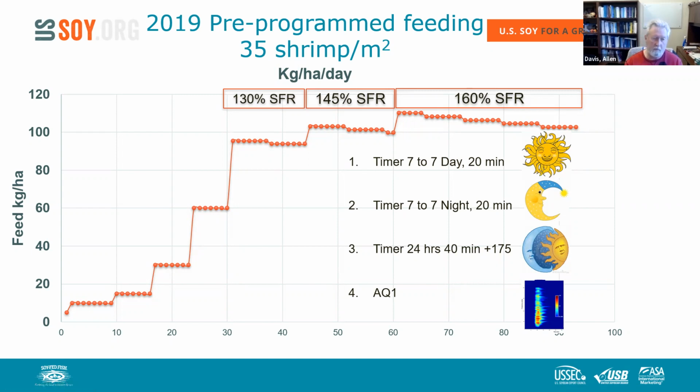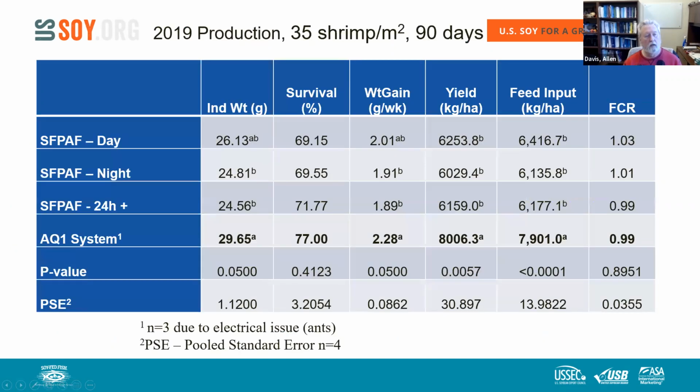So we gave the same amount of feed and the same number of feedings. It was just whether or not we fed during the day, during night, or both. And then we had the AQ1, which is, again, managing based on acoustic management. So again, just to show you the production that was done, we got very good production, and this was what we consider our typical and good production.